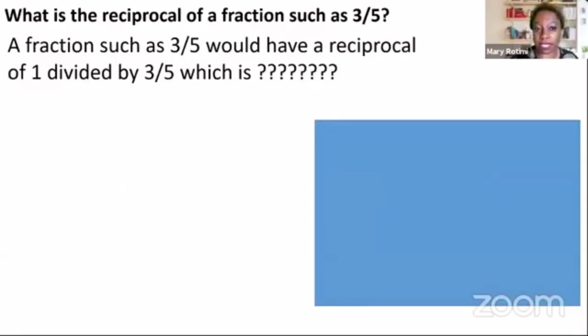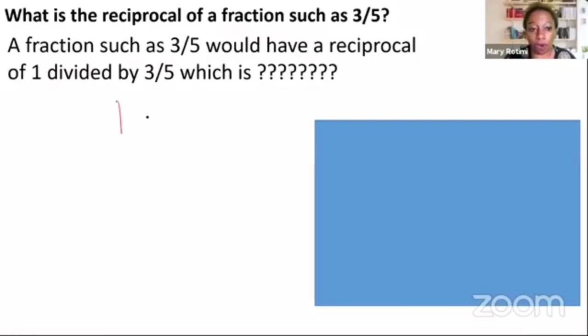So the next bit is, what is the reciprocal of a fraction such as 3/5? Now we know from my song on my Facebook profile that the reciprocal of 3/5 will be 5/3. We all know that, even though I've written the question there. A fraction such as 3/5 would have a reciprocal of 1 divided by 3/5, which is 5/3, but how do you prove it to get the maximum mark in GCSE?